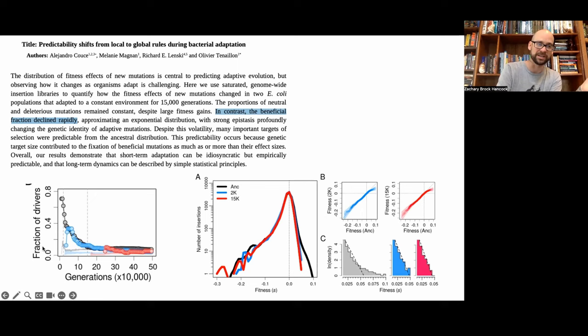Another way of visualizing that is here. So this is the fraction of drivers of adaptation on the y-axis, and then generations on the x. You can see there's a large fraction of drivers of adaptation ancestrally. But by the time you're 2,000 generations in, most of those have been fixed, right? Especially those of large effect, right? They're rapidly fixed. And then you have fewer and fewer ways to get better in that landscape until finally, by 15,000 generations, there is very little improvement that you can make, right? You are at the peak and you just can't get any better. And any subsequent increases are tiny steps up closer and closer to this peak.